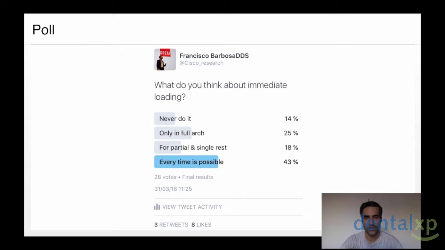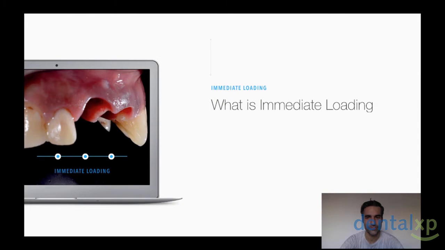So I asked on Twitter a poll about what you think about immediate loading, and almost all the people said that they do it every time it's possible. So it is a very popular treatment approach, and if you are very conservative, maybe you should start thinking about performing this kind of treatment approach.